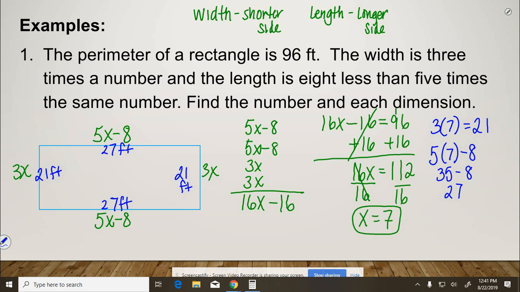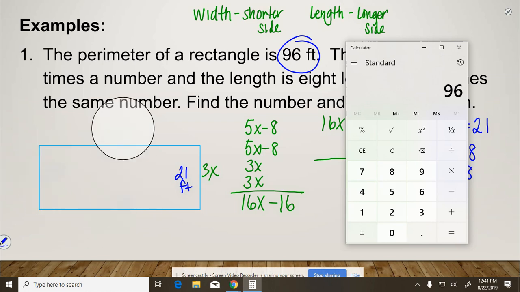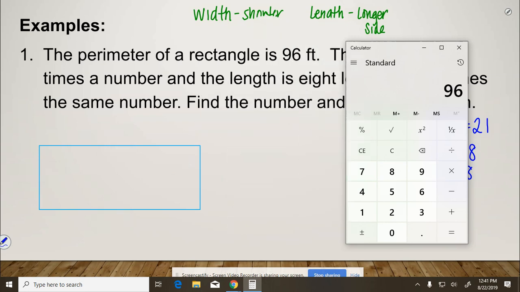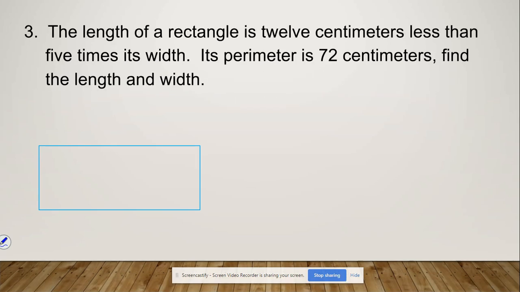And a real quick way to check that we've got this right is by adding up all those sides. So you can take your calculator, plug in 27 plus 27 plus 21 plus 21, and look at that. We got the 96 feet they said the perimeter should be. All right, so this one's more straightforward because it tells you straight out what the length is and what the width is. It's not always going to be that simple. All right, so you're doing 2 on your own. You can either pause the video and do it now or come back to it later.